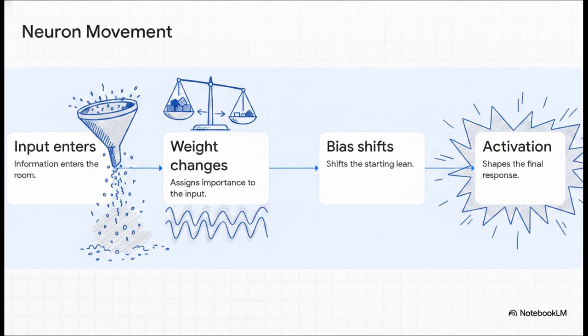First, information, which we call the input, enters the room. Second, a weight assigns importance to that input. Third, a bias shifts the system's baseline readiness. And fourth, an activation function shapes the final response. I know that sounds like a lot, but let's look at each of these tools closely.